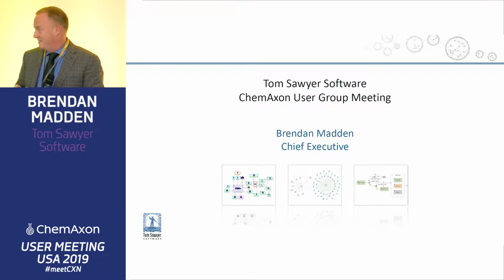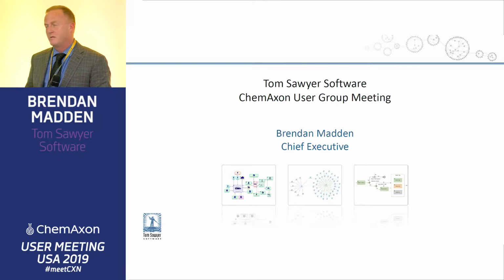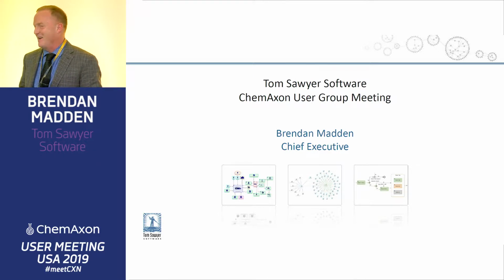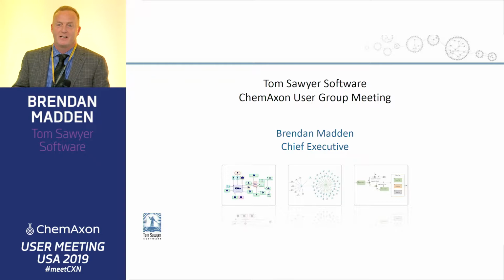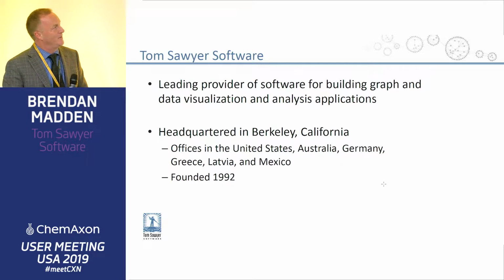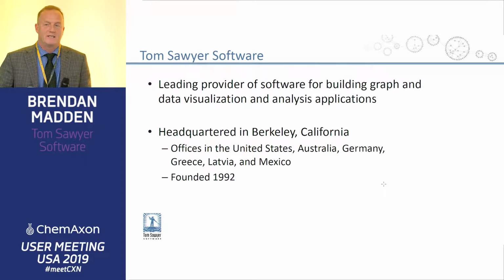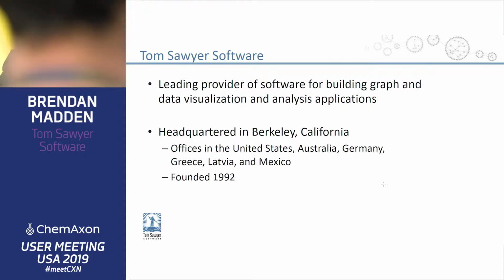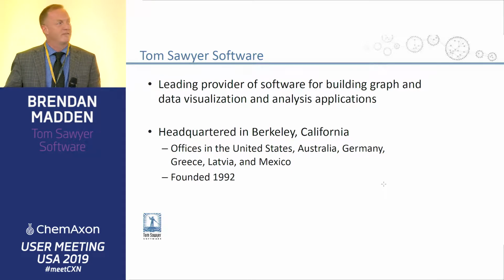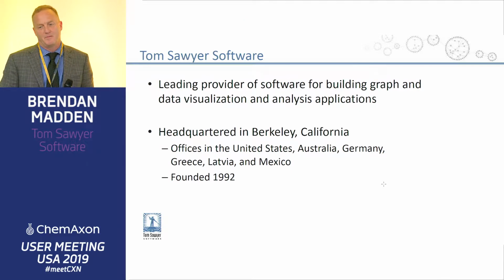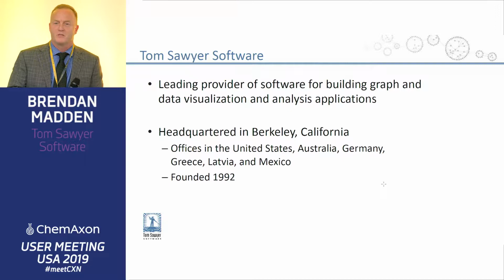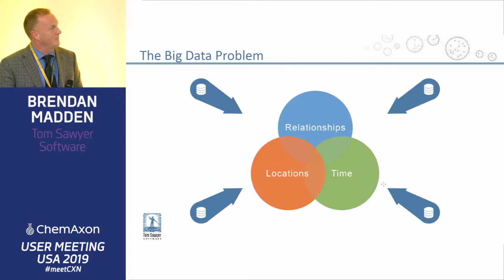This is our very first collaboration between Tom Sawyer and ChemAxon, and along with Neo4j, we built a sophisticated application for Sanofi, and in my second talk, I will be demonstrating that. Our specialty is in helping clients build graph and data visualization applications, graph visualization, graph analysis. Our headquarters are in Berkeley, but we have offices in Crete, Riga, Latvia, and Mexico City. So yes, we've been working a long time.